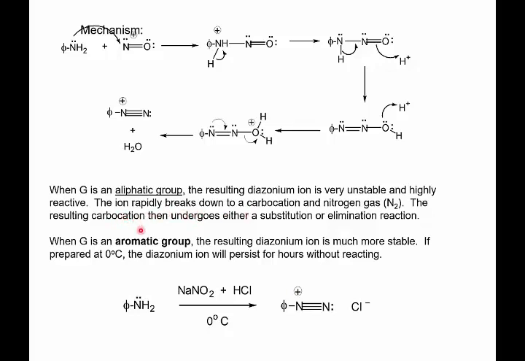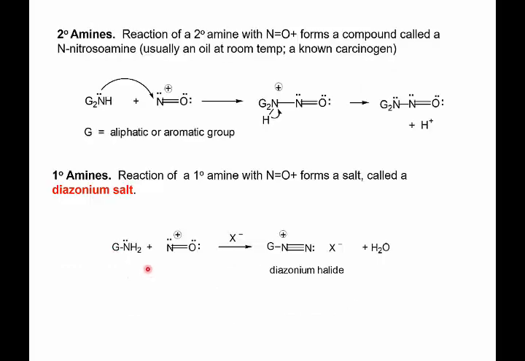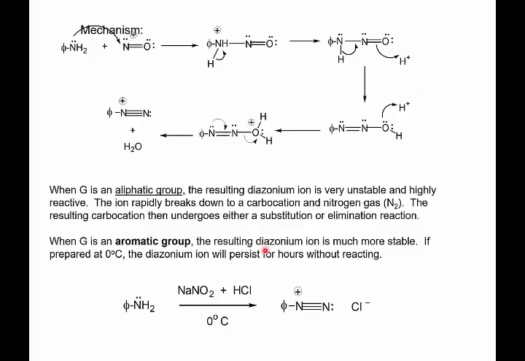What we are going to focus on is where this G group is an aromatic group, mainly a benzene ring. So can you visualize G here being a benzene ring? This is a benzene diazonium halide. And that's what we're forming in this equation right here. The Phi symbol is the abbreviation for benzene ring.